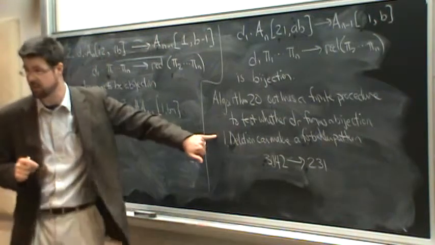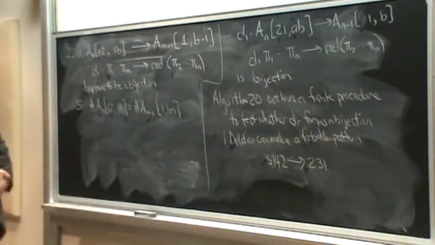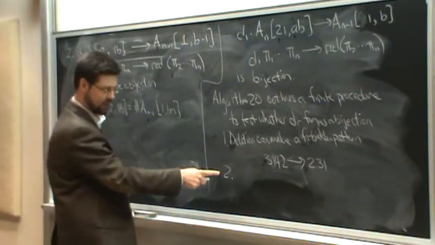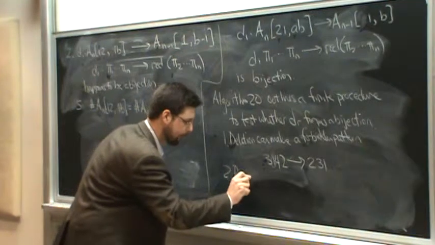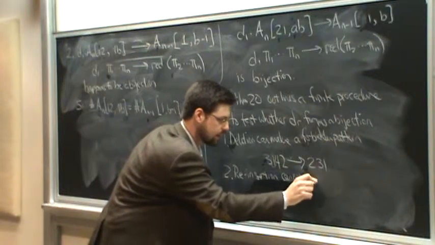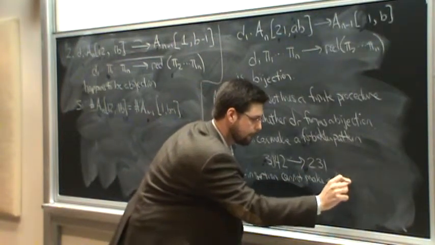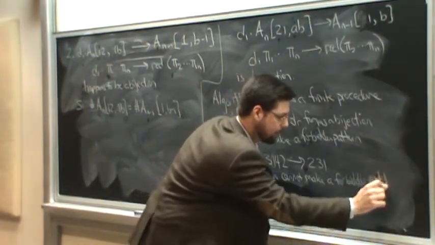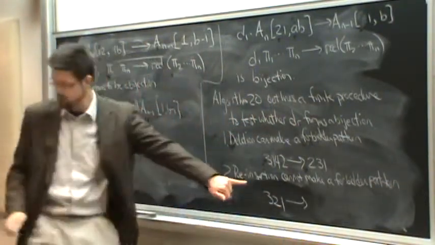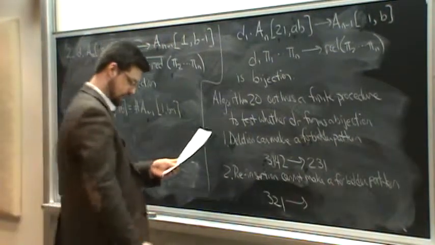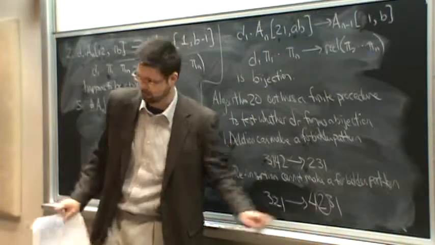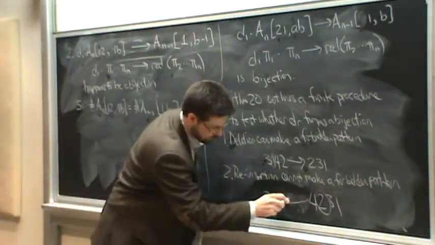This was something that had to be invented for this particular generalization. This is something that was, from the classical case, reinsertion cannot make a forbidden pattern. So, for example, 321 gets created by deleting the second letter. And go that way.